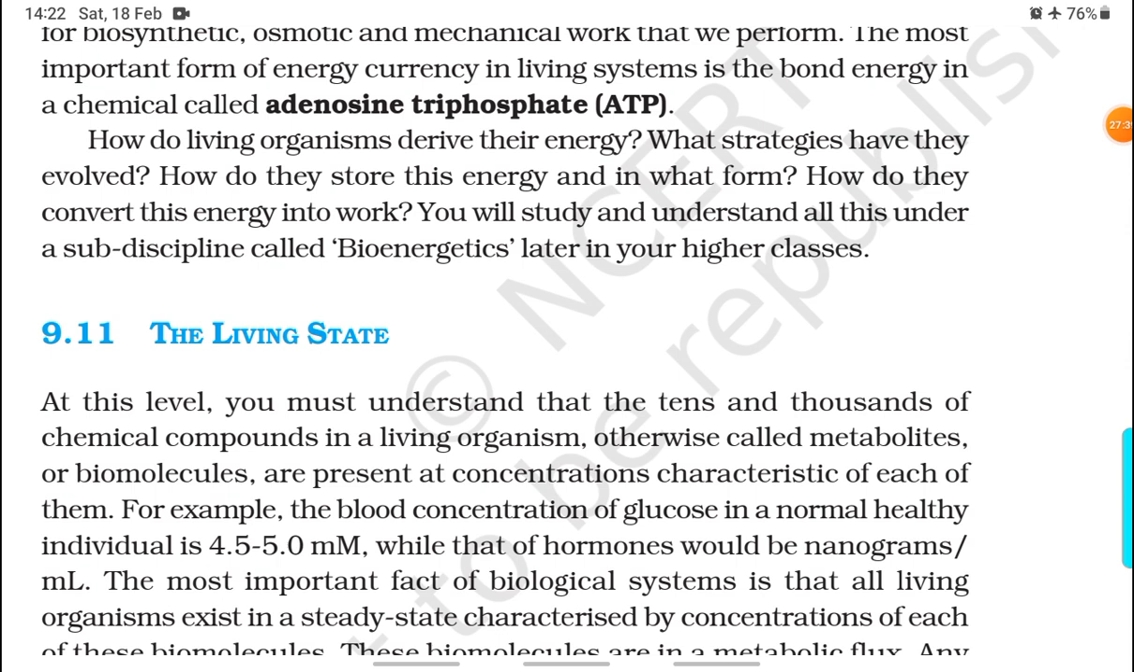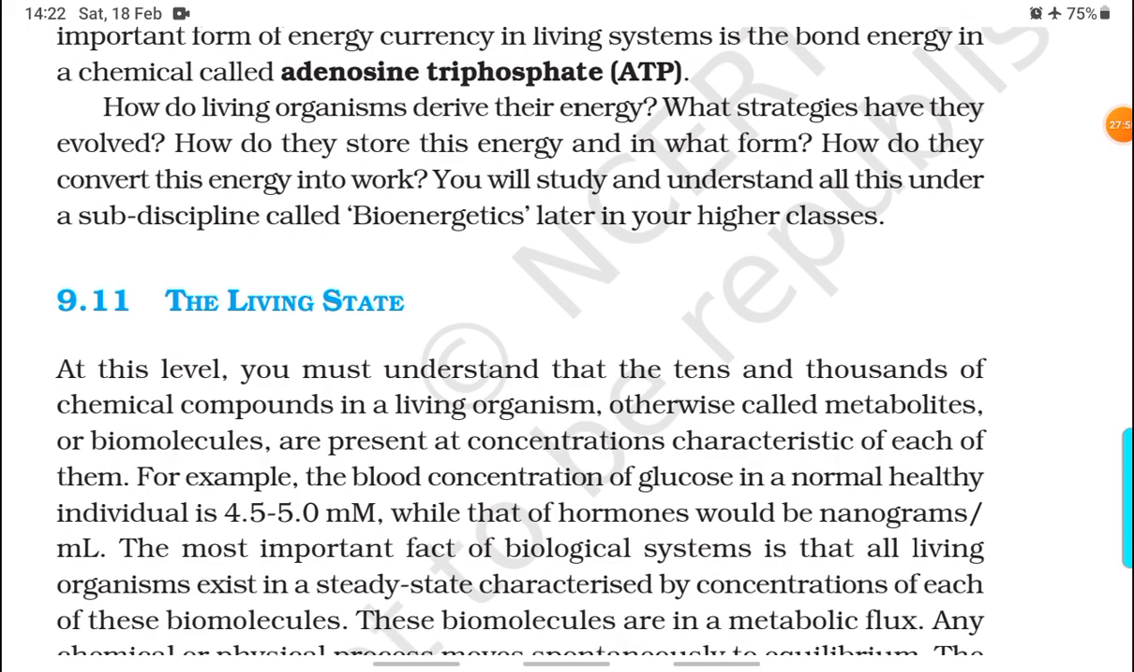How do living organisms derive their energy? What strategies have they evolved? How do they store this energy and in what form? How do they convert this energy into work? You will study and understand all this under a subdiscipline called bioenergetics later in your higher classes.